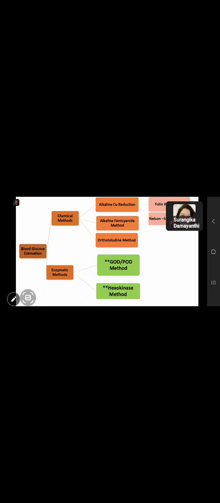Let's look at the GOD-POD method first. Here there's a coupled enzyme reaction, that means mainly two enzymes.